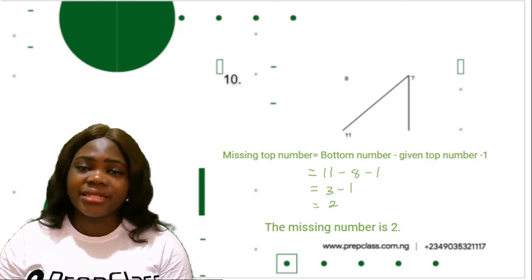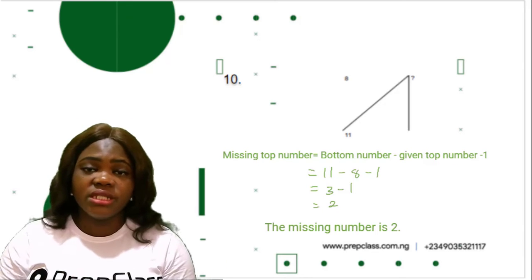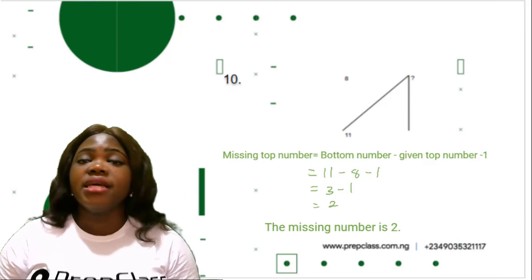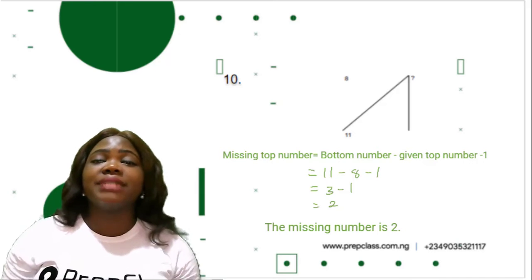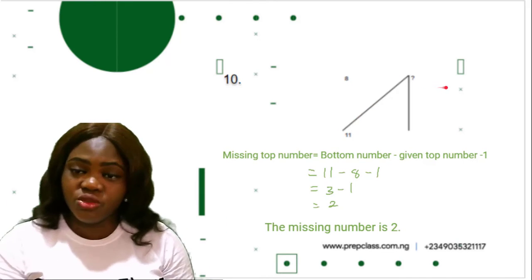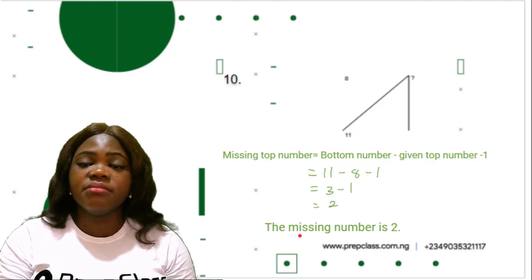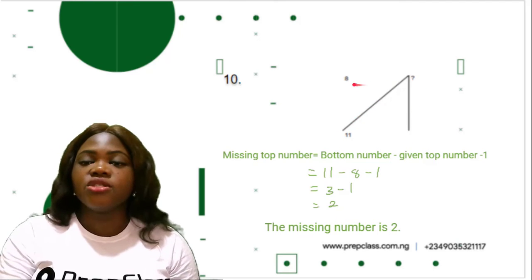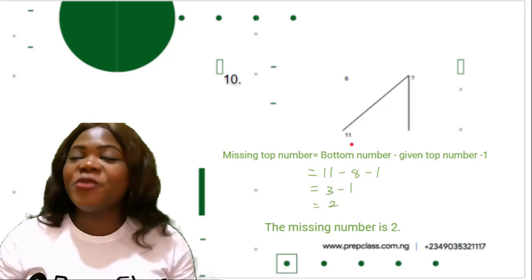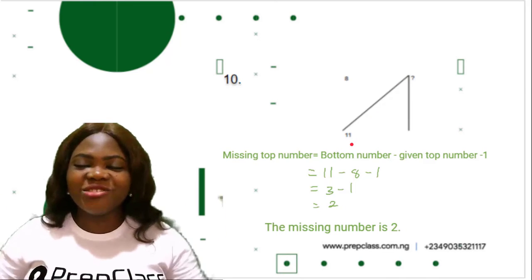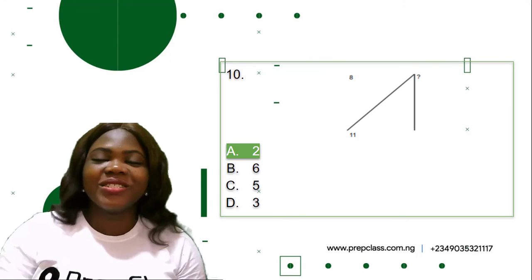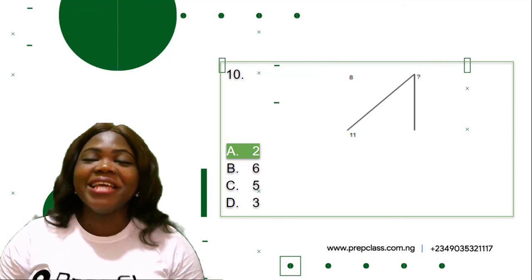To be sure that our answer is correct, let's follow the samples. Remember, in the samples, all you have to do to get the bottom number is to simply add the two top numbers and then add 1 to it again. So the two top numbers here are 8 and 2. Remember, we got the missing top number as 2 here. So 8 plus 2 is 10. Then 10 plus 1 is what? 11. Wow! We got this right. So 2 is the missing number. So the correct option here is option A, 2.